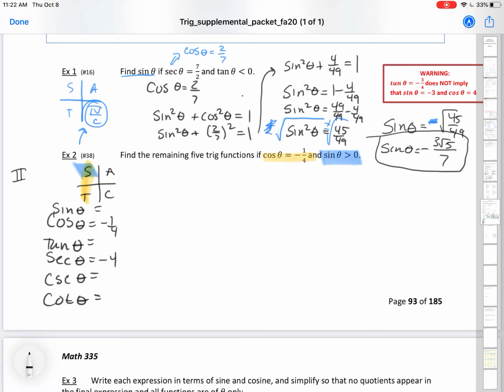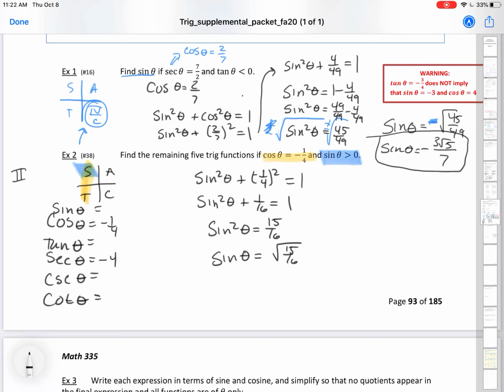Well, how do we do that? Well, we can find out that sine squared theta plus cosine squared theta, which we know is negative 1/4 squared, is equal to 1. Or sine squared theta plus 1/16 is equal to 1. Or sine squared theta is equal to, now think about 1 being 16/16. If you subtract 1/16, we get 15/16. So again, when I put on the square root, it comes with a plus or minus. So let's decide what we need. We're in quadrant 2. Is our sign positive or negative? It's positive. We split up that square root, and we get the square root of 15/4.